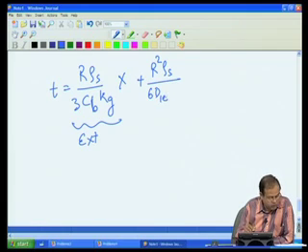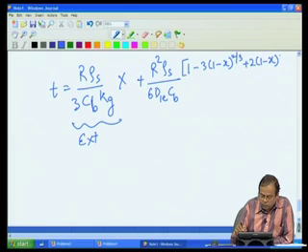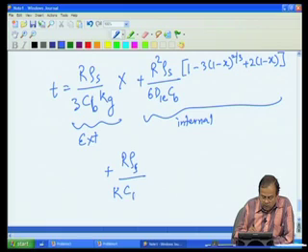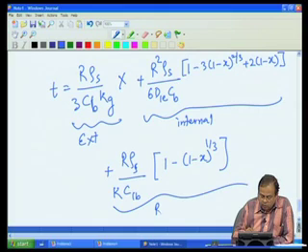R is the radius, the initial radius of the particle, rho s is the density of the particle, D1 is the diffusion coefficient. So, this corresponds to the contribution due to internal diffusion, plus R rho s, where rho s is the solid density, Cb is the bulk concentration, x is our conversion. This is if reaction is controlling.